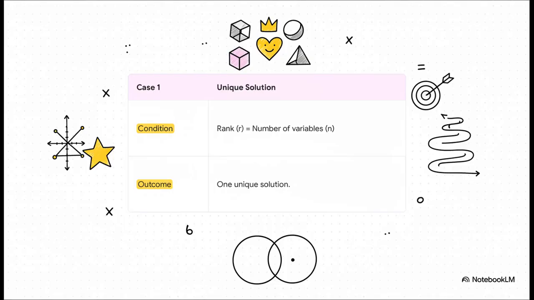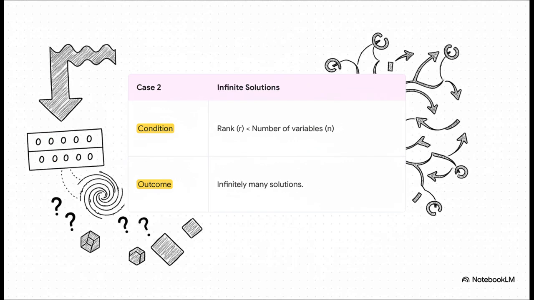Okay, case 1. This is the dream scenario, right? The rank, which we're calling R, is the same as the number of variables you have, n. If that happens, boom, you've got one single unique solution. No fuss, no muss, the answer is the answer. Now, what happens if the rank is less than the number of variables? This is case 2. You'll see this when you get a row of all zeros.